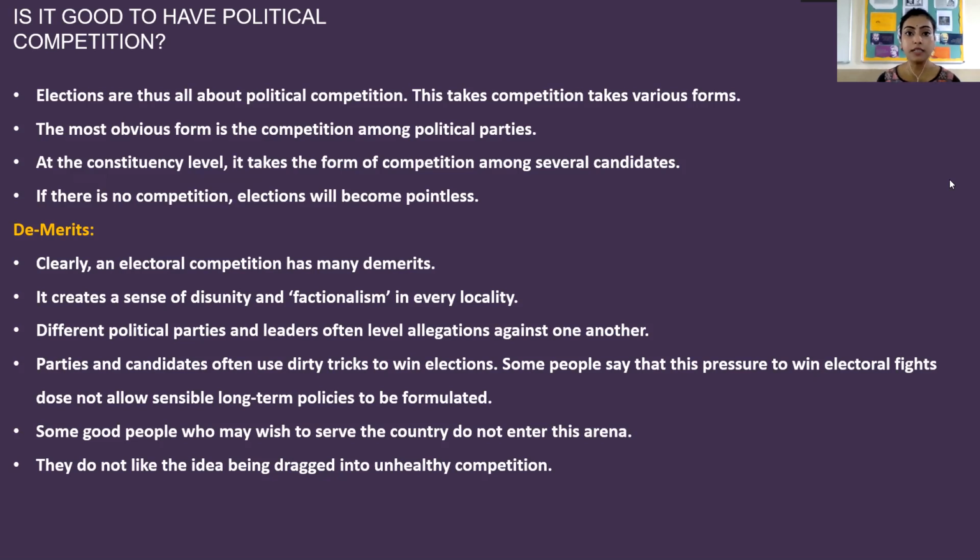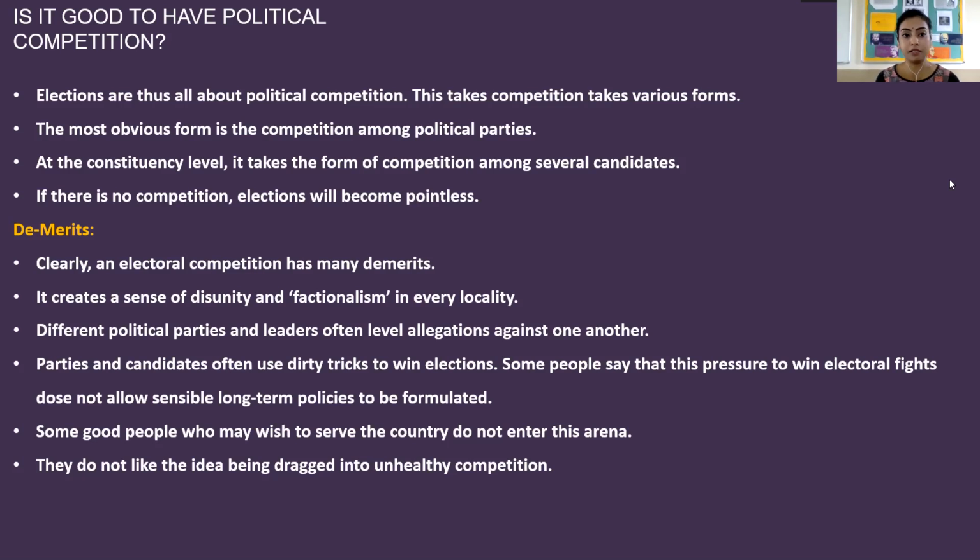And at the constituency level, it takes the form of competition among several candidates. As I said, for elections, different candidates will be there from various parties, and competition will be held between these parties over who will win the election. If there is no competition, elections will become totally pointless. But as I said, if there is a good side, there is a bad side too.